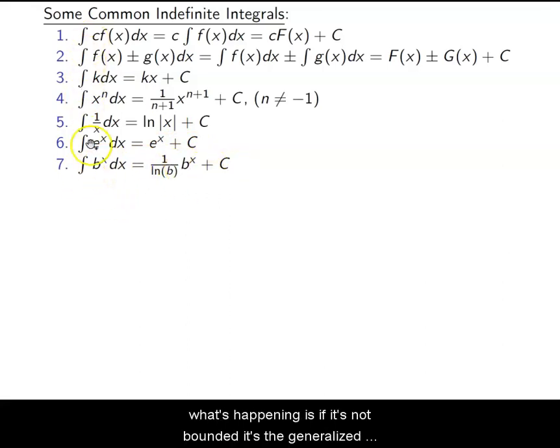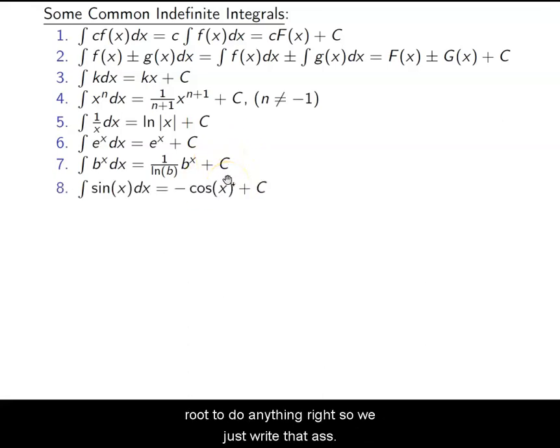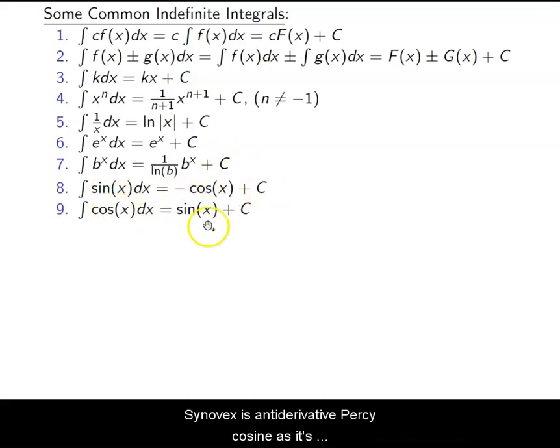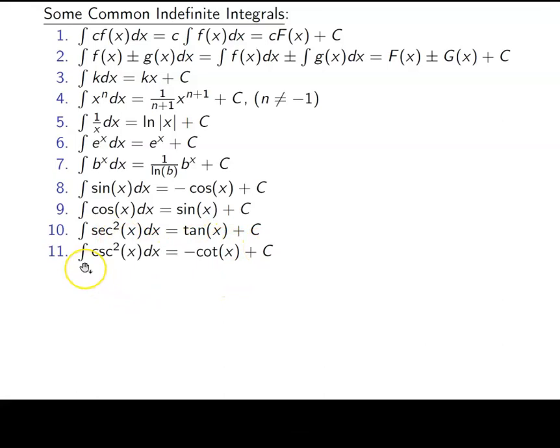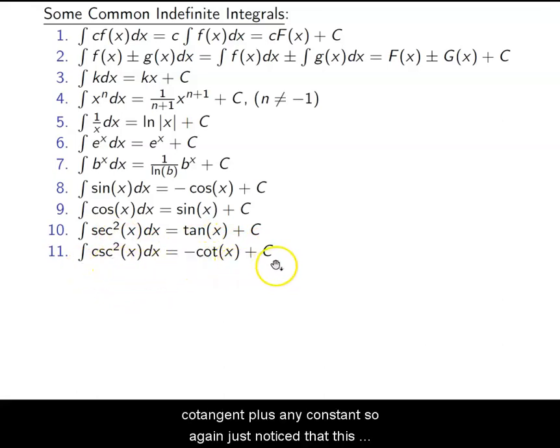So really what's happening is if it's not bounded, it's the generalized form of the antiderivative. It's any family of functions, an infinite set. C can be any number, pi, -3, square root 2, it can be anything, right? So we just write that as C. Sine of x is its antiderivative plus C. Cosine is its antiderivative plus any constant. Secant squared is tangent plus any constant. The indefinite integral of cosecant squared is negative cotangent plus any constant.